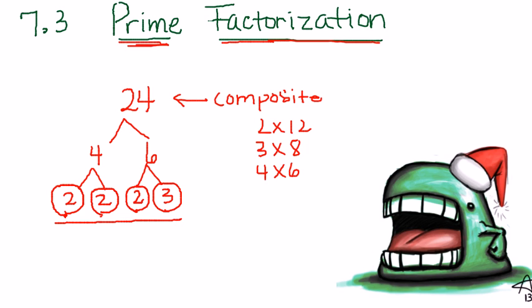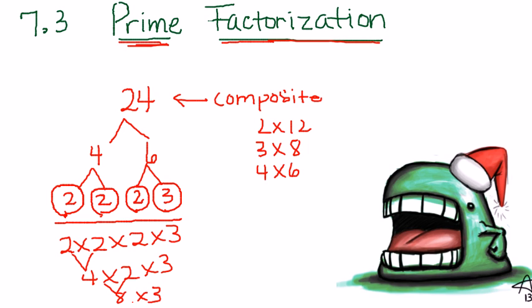The cool thing about this is that if you took 2 times 2 times 2 times 3, you would get back to, what do you think? You get to 24. Exactly. So you can check these real easily.